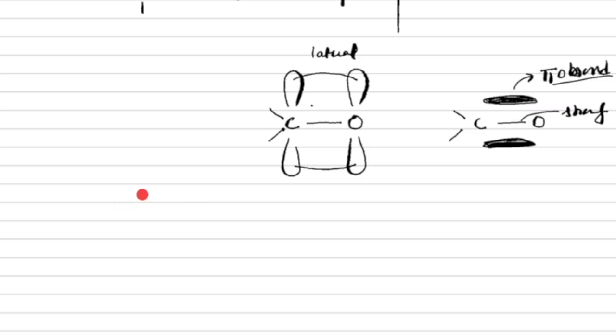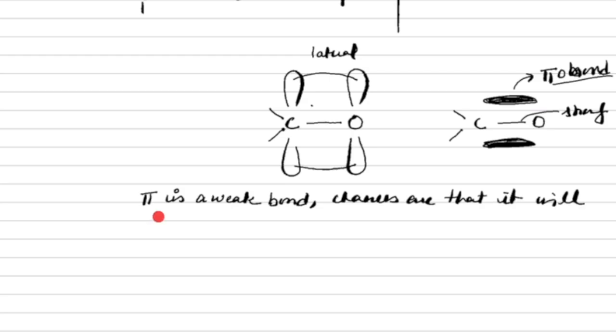There is a fancy word for that. Pi, remember, is a weak bond. It can be broken, and there are chances that it will be moving around, or it will be delocalized. A very heavy word, delocalized. It will not remain local; it will delocalize. You can think of it like that. Now let's see that in action.